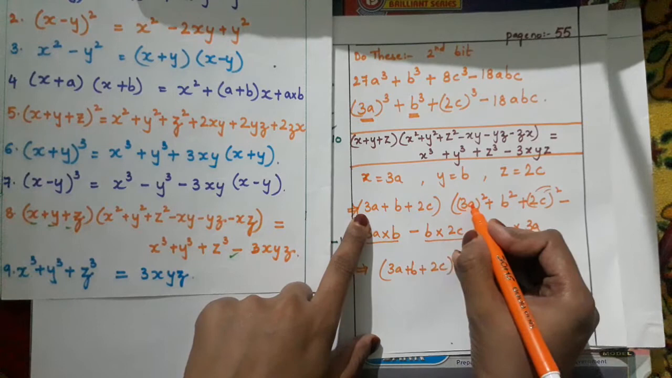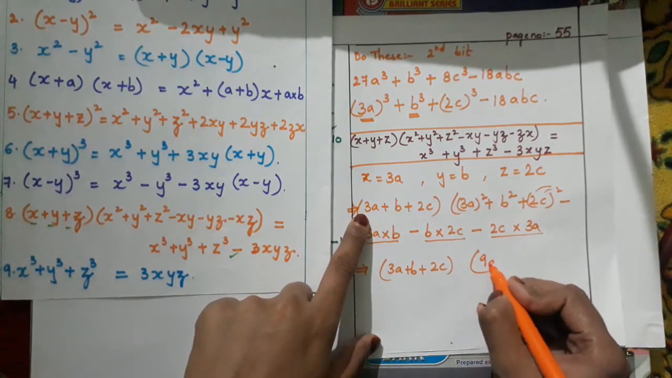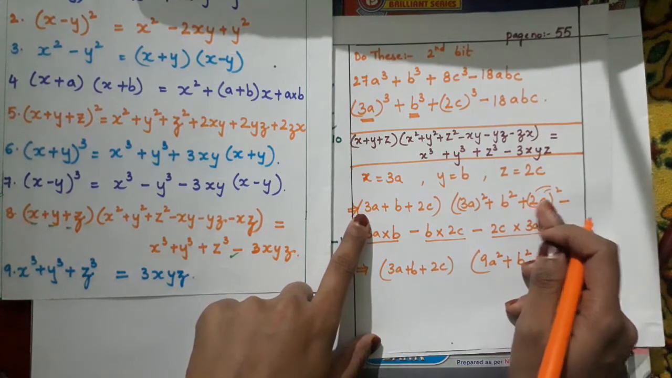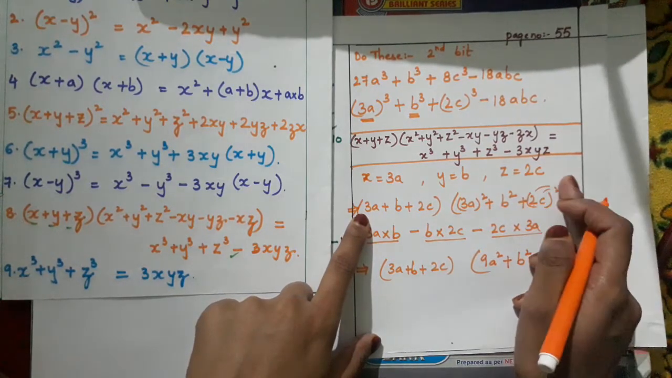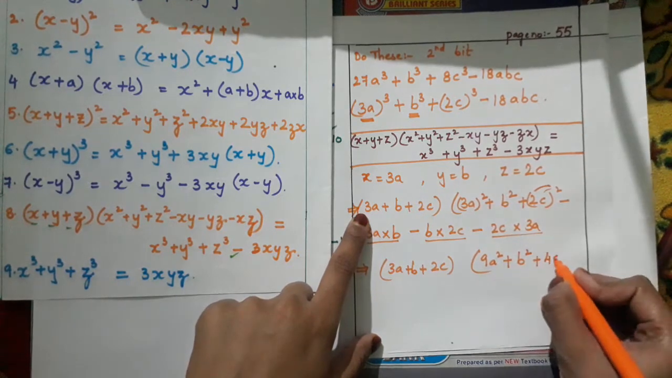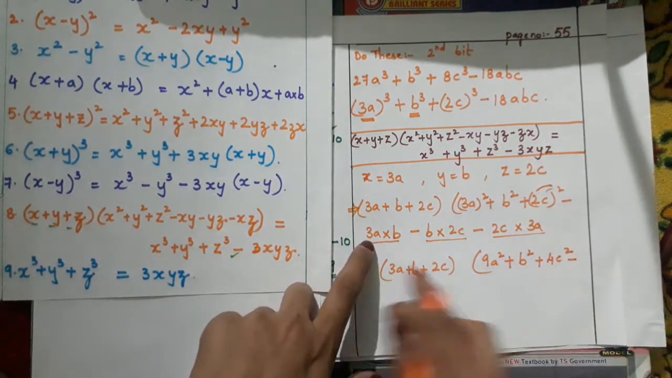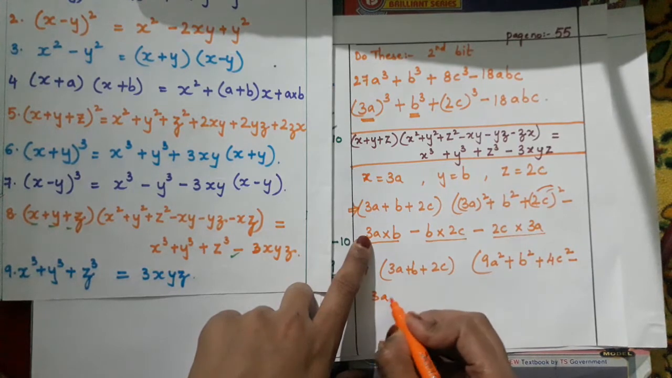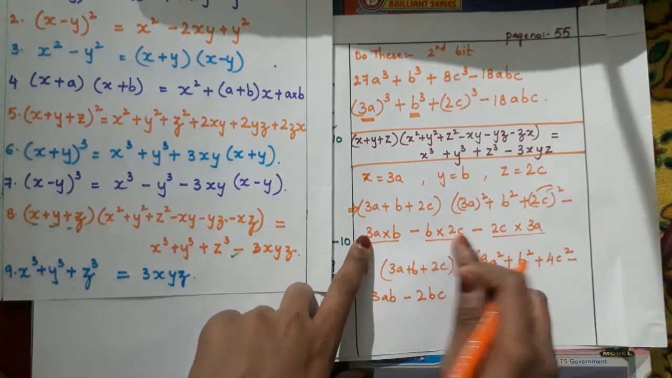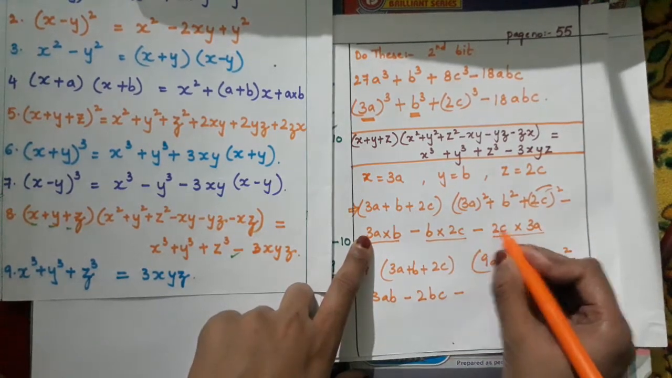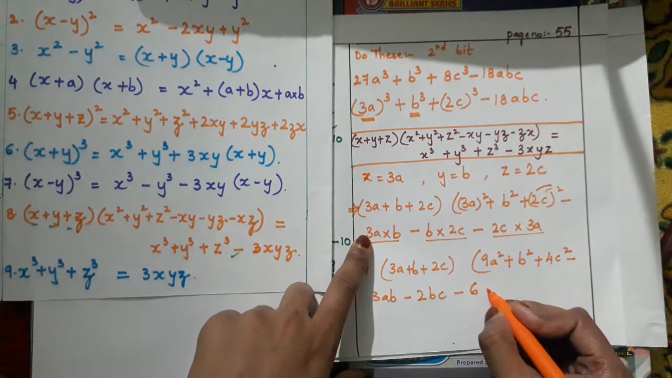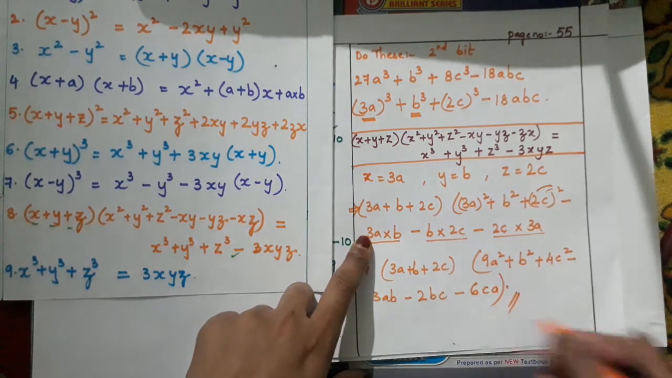Now 3a whole square means what? 9a square plus b square as it is plus 2c whole square means what, children? First we need to multiply 2. 2 2s will be 4. C into c will be c square minus 3ab minus 2bc. Then minus 2 3s are 6. C into a will be ac or ca. That's it.